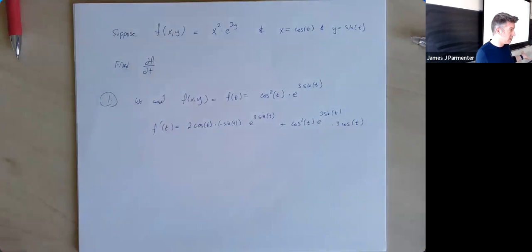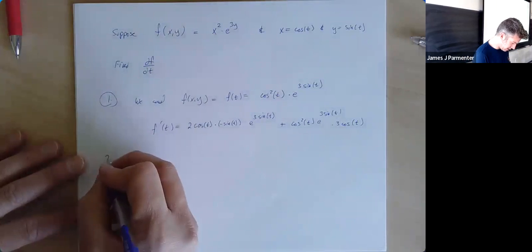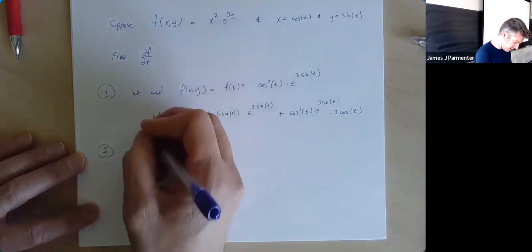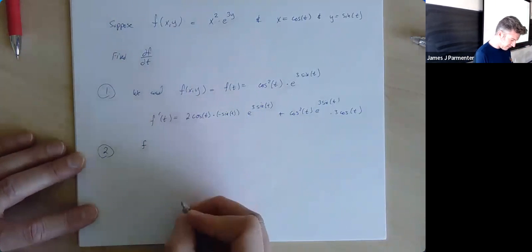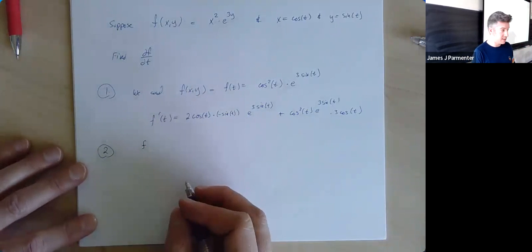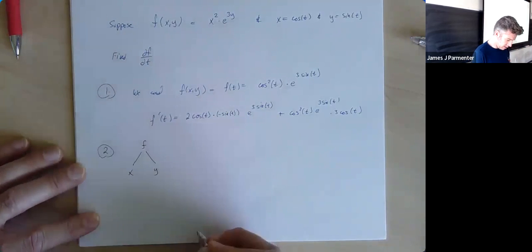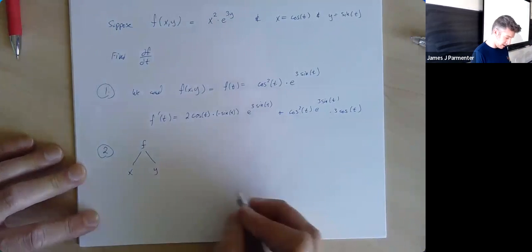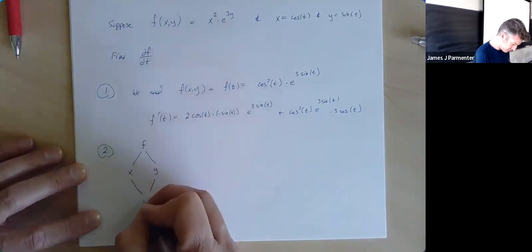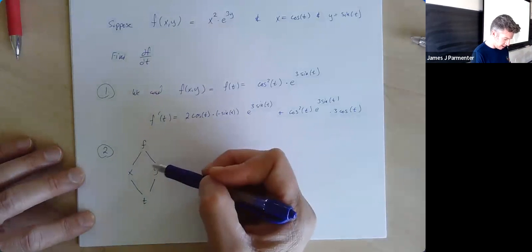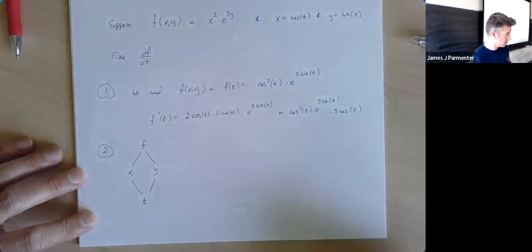That's not the way you generally want to do it, though, because usually it's going to be more complicated than this. The other way to do this is to draw a little picture. From top to bottom, f at the first level is a function of x and y. And then x and y are both functions of the same variable t. So f depends on x and y, x depends on t, y depends on t.